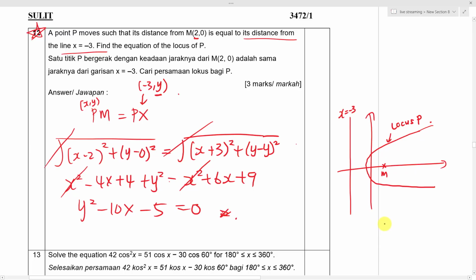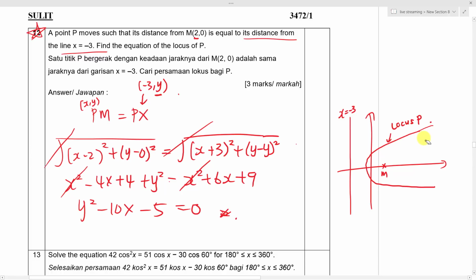Because normally the locus for one point makes sense. Let's say this is M, this is locus P. Then you can realize this is all a radius, so they must always be equal to this distance. But if I key in this equation as a locus, the distance here and the distance here are definitely not the same. This is the first thing.